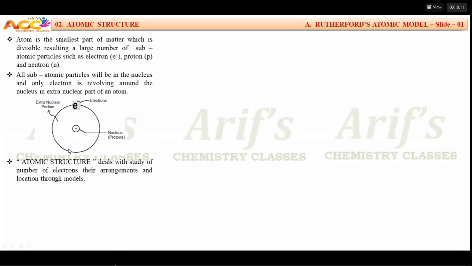Right now, atomic structure of an atom deals with the study of the number of electrons, how many, and where they are, arrangement and location through different models. Right, the first model was given by J.J. Thomson, but it is discarded. We are going to Rutherford's atomic model. This model is also known as the alpha rays scattering experiment.